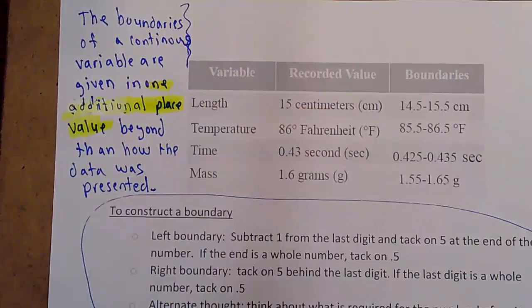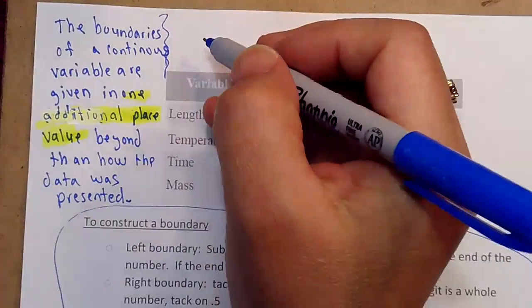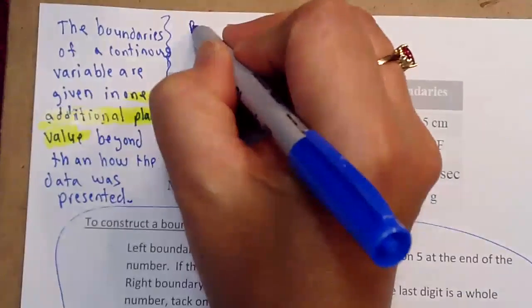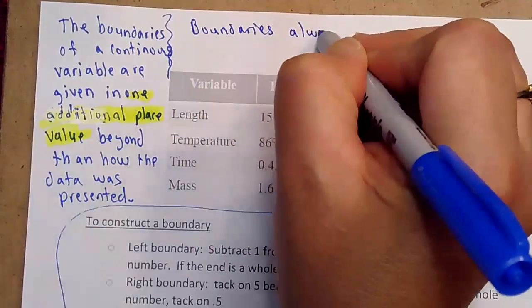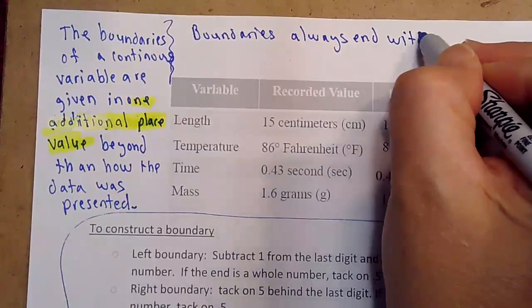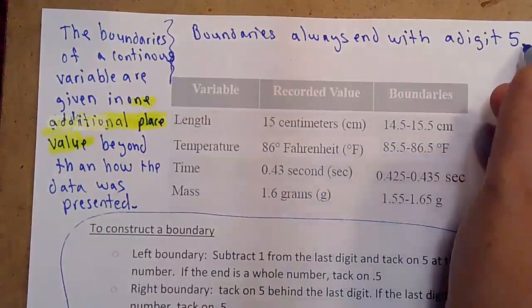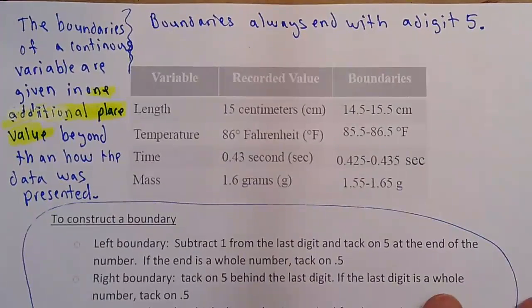Okay, all right. And then I'm going to show you exactly what that means, one additional place value, in a little bit, but just to highlight that, I'm also going to put up here that boundaries always end with a digit 5. So boundaries always end with a digit 5.